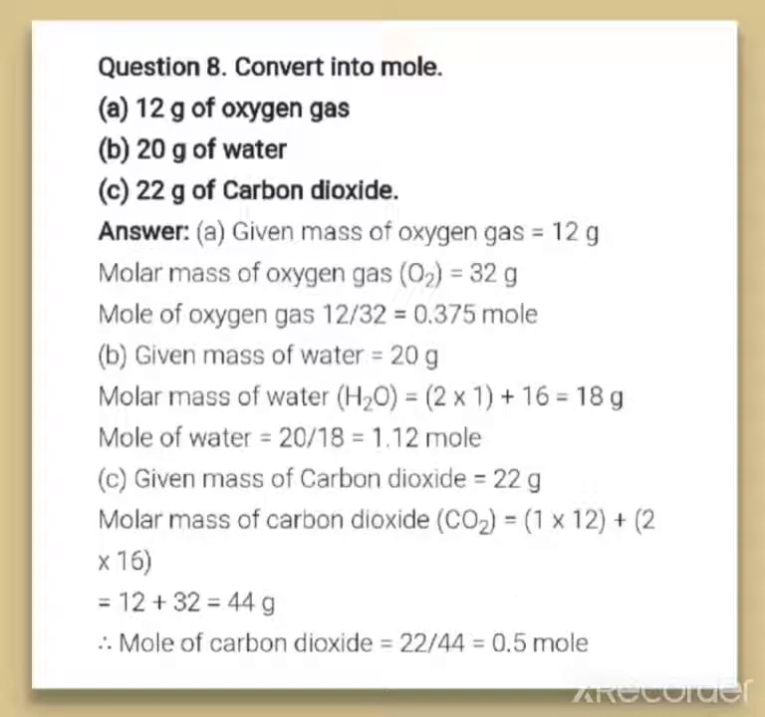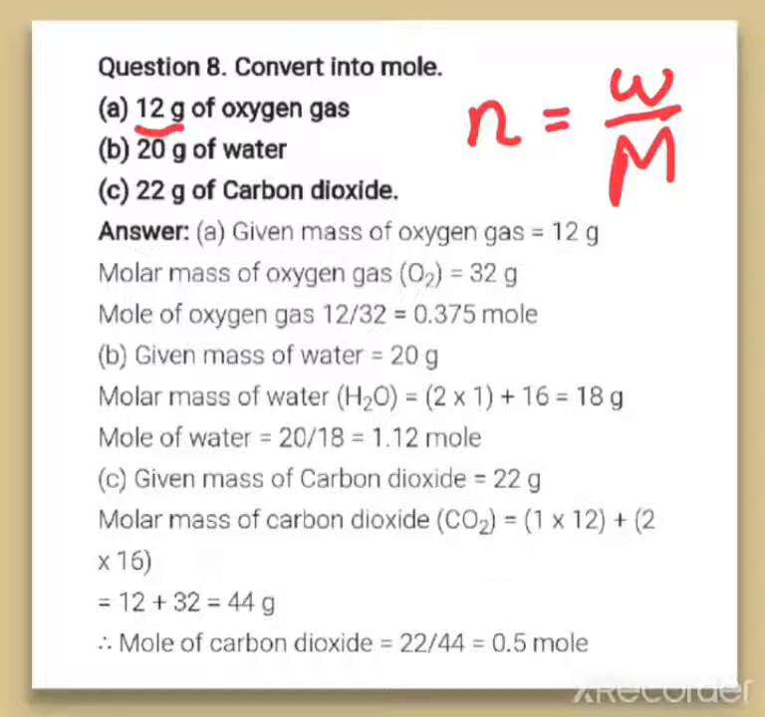Next question. Question number 8. Convert into mole. Now we have to find out the mole in 12 gram of oxygen. So we have learnt the formula, the relation of the mass and mole relation. What is that relation we have learned? Number of moles is equal to given mass by molar mass. This we have learnt.